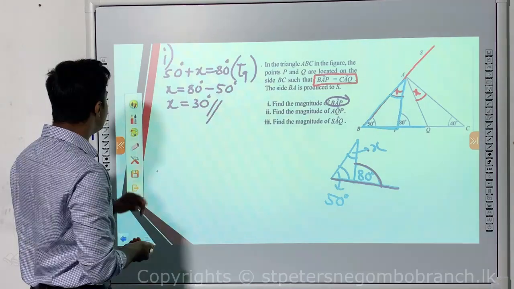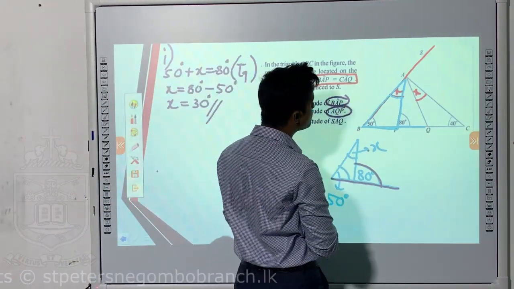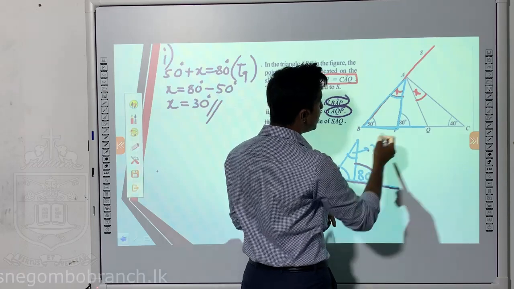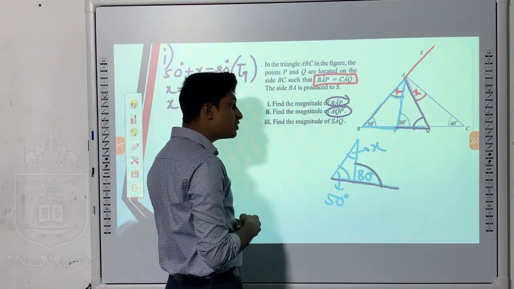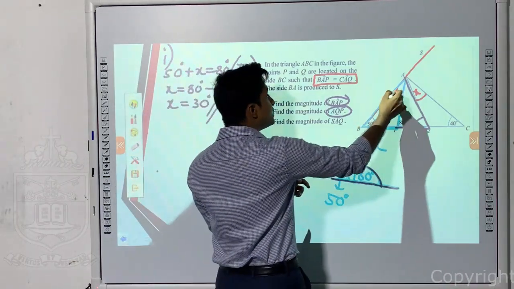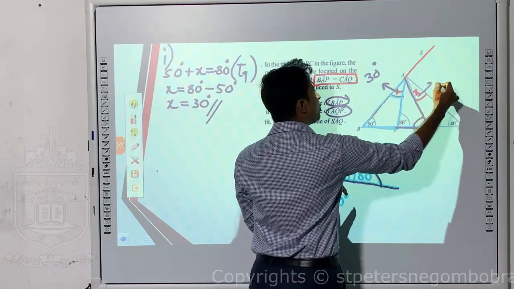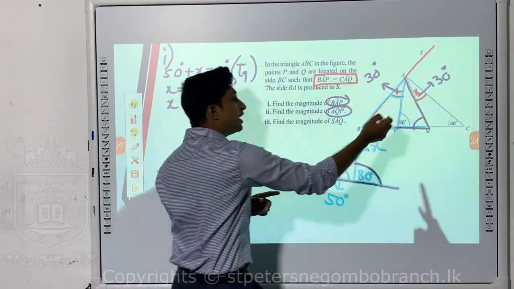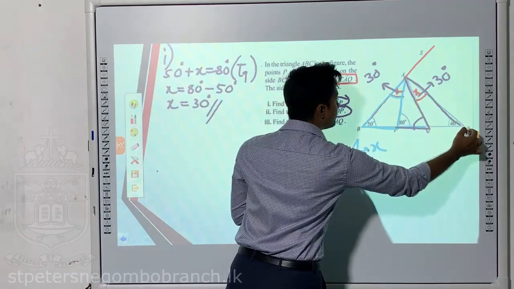The person who is marking the paper can see that you have marked it as X. Then we have to find the value of ACP. ACP is what? This one. ACP is this angle. Now see, that is also very clear. This X, if this is 30 degrees, then this is also 30 degrees, because both the X's have the same value.